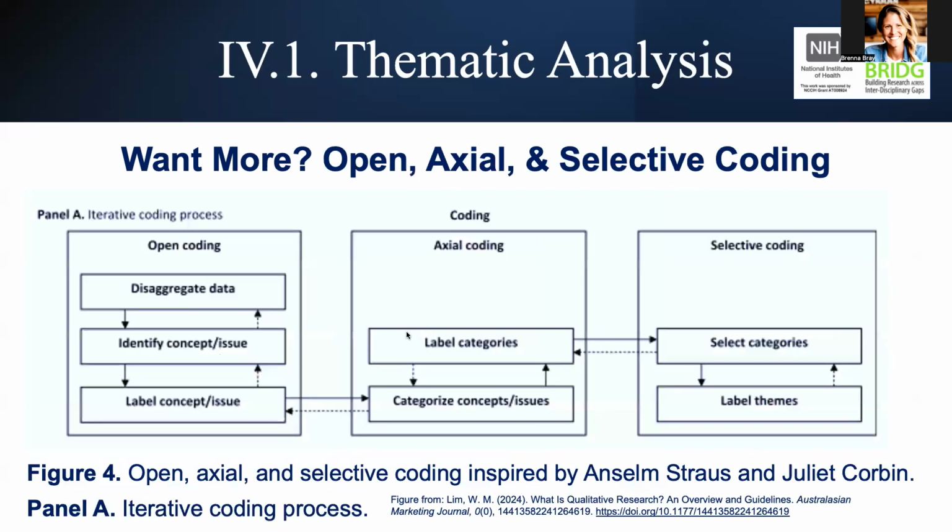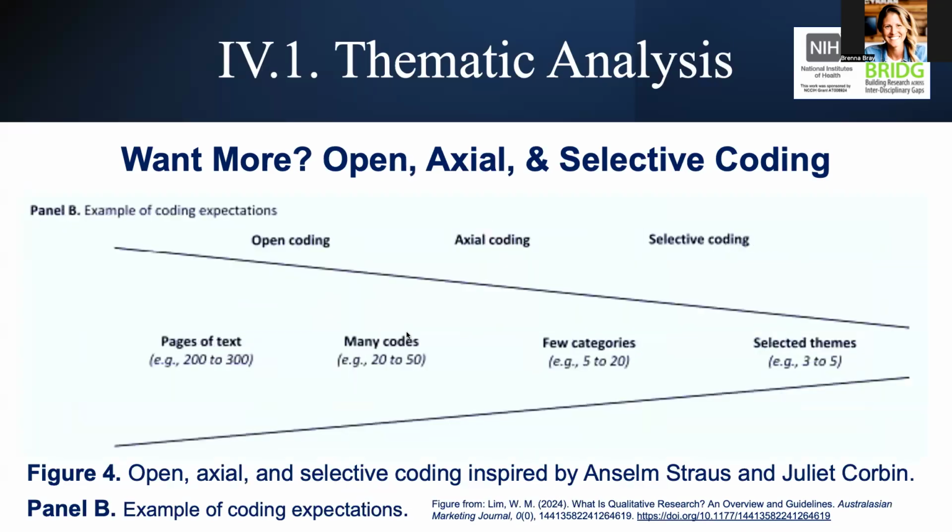Okay, I think we've covered this. So Lim's text provides even greater detail on this process of going from open to axial to selective coding. So here we might have pages in a text. Maybe we're looking at a book and we're looking at pages 200 to 300. We're going to start to identify open codes, just codes within those pages. And we might have 20 to 50 codes when we're done. And then as we start to categorize our codes, we might end up with maybe 5 to 20 categories that these codes fit into.